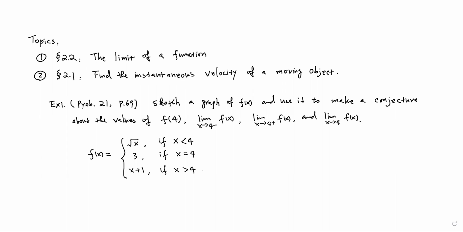The first problem is problem number 21 on page 69 in the book. Sketch a graph of function f. Function f is defined here. And use the graph to make a conjecture about the values of function value f(4), the left-hand side limit at 4, the right-hand side limit at 4, and the both-sided limit at 4.